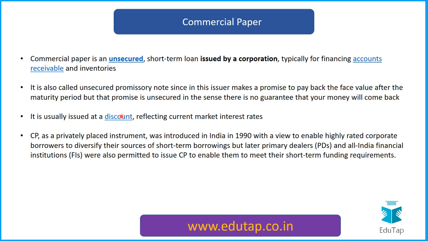At discount means, suppose the value of commercial paper is 100, then they will issue it to you at 80, and at maturity they will give you 100 rupees back. So you bought it at 80, but at maturity when you gave back your commercial paper and redeemed it, you will get 100 back. So that 20 is kind of interest that you will earn on that commercial paper. So this will be like a zero coupon bond, right? And earlier the commercial papers were only allowed to be issued by companies, but later they were allowed to be issued by primary dealers and some financial institutions.